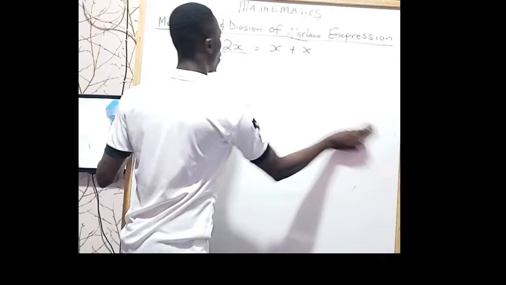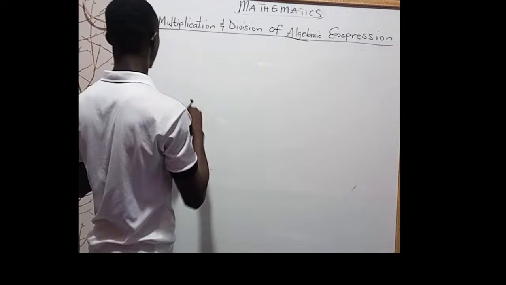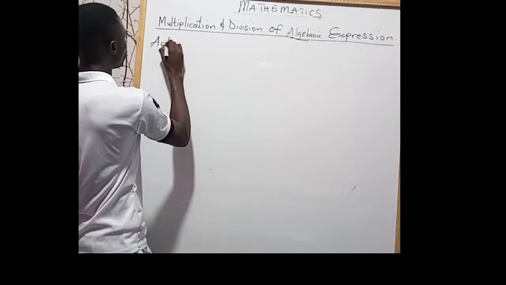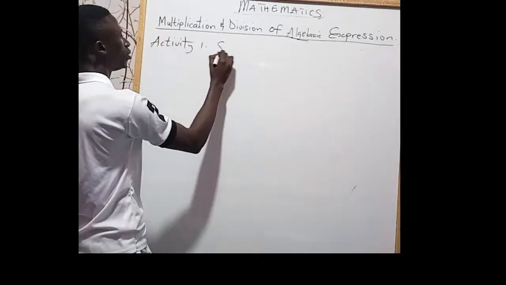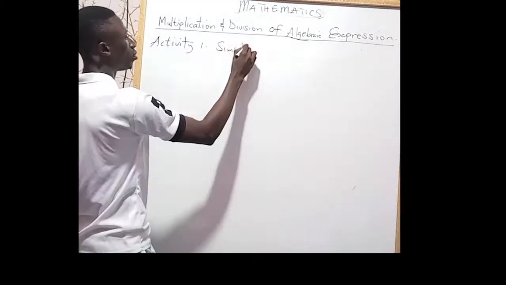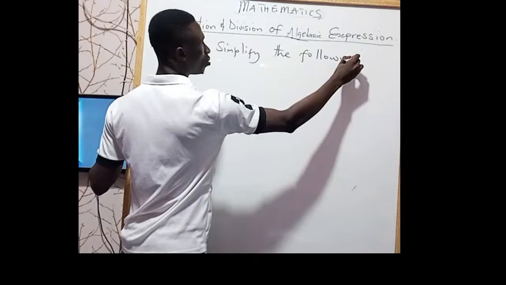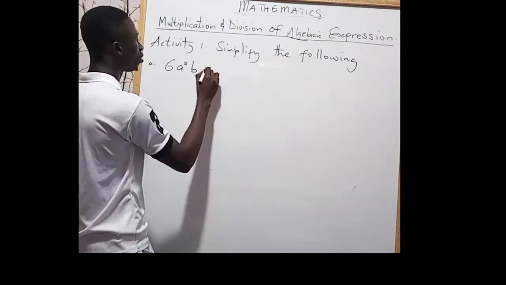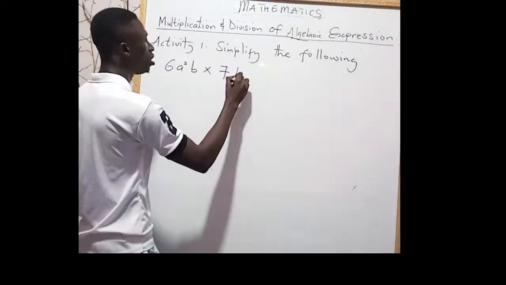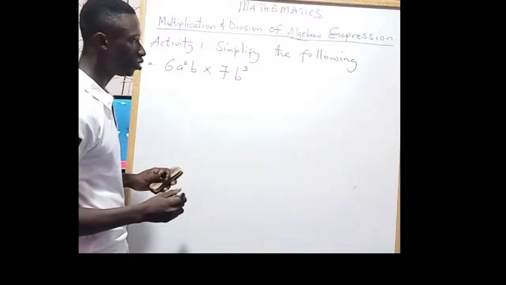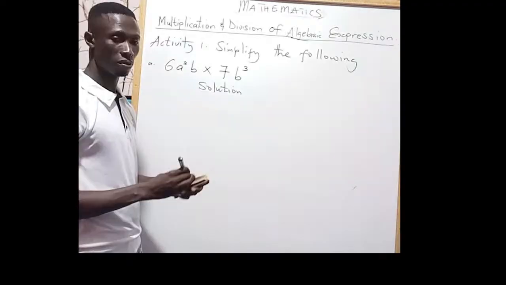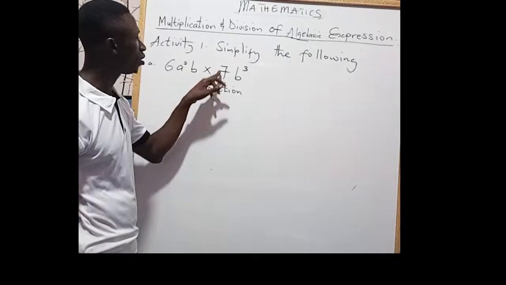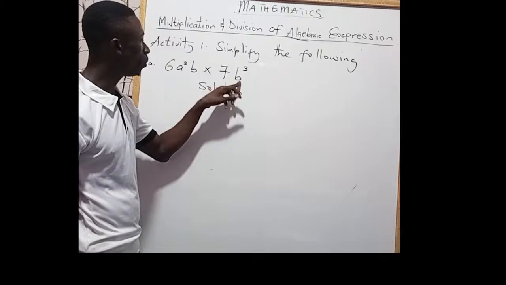Okay. So, activity 1. Simplify the following. We have 6a squared b times 7b cubed. Now, solution. Let's see. 6a squared b times 7b cubed.